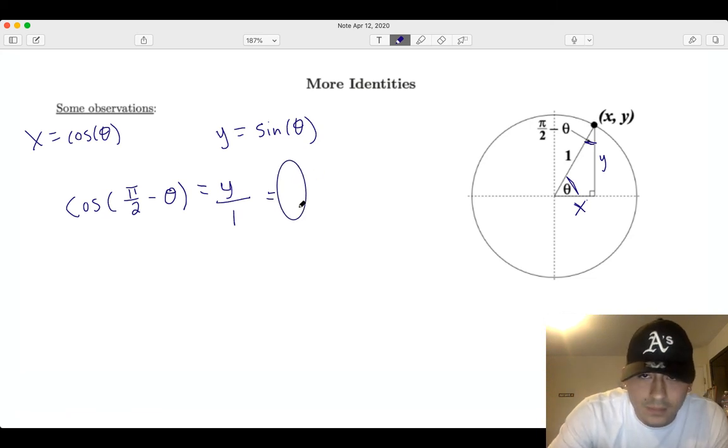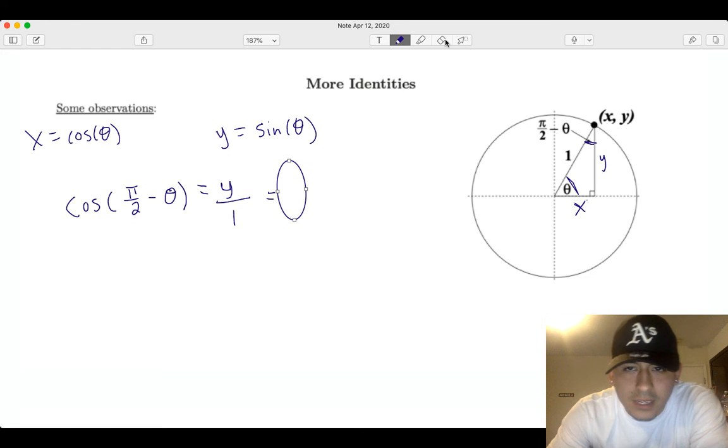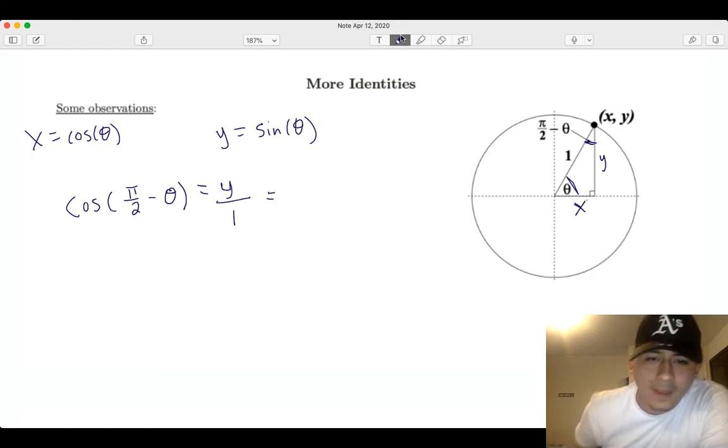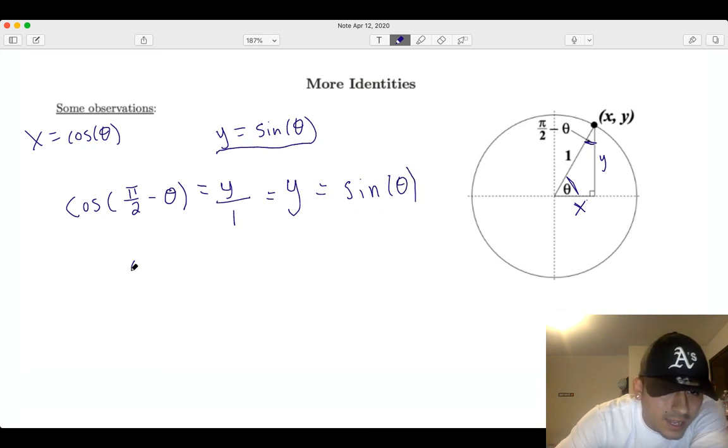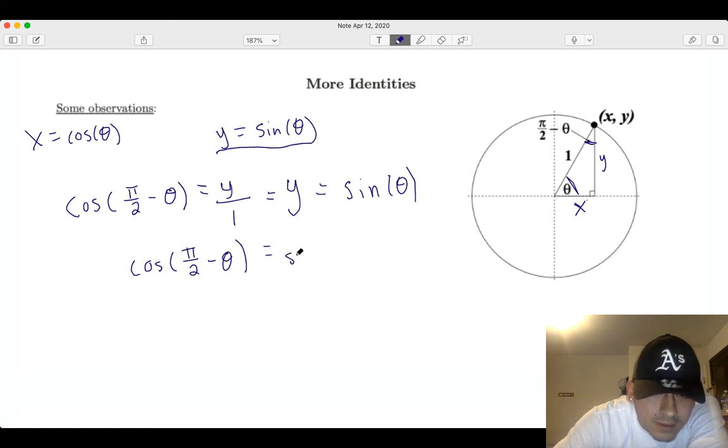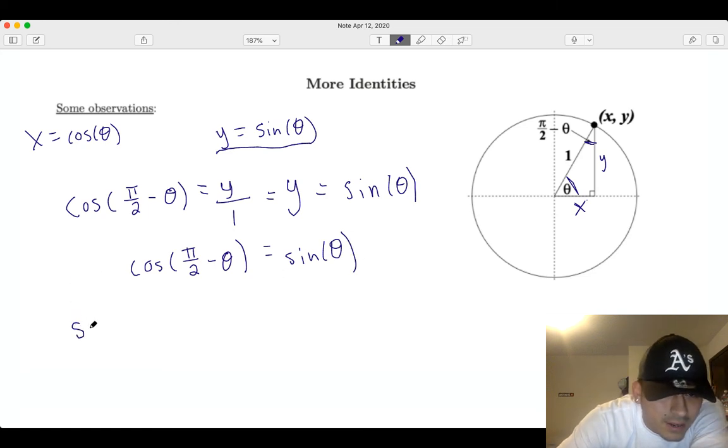Oh, man, it's bugging. Hold on. Okay, there we go. So that's going to be equal to y. But look, don't I already have another expression that has y equal to something? It says that y is equal to sine of theta. So this is actually also equal to sine of theta. So I get this new identity: the cosine of pi over 2 minus theta is equal to sine of theta.